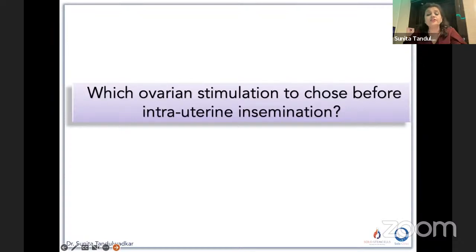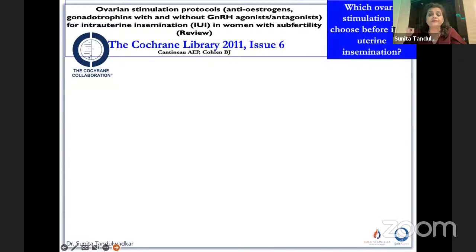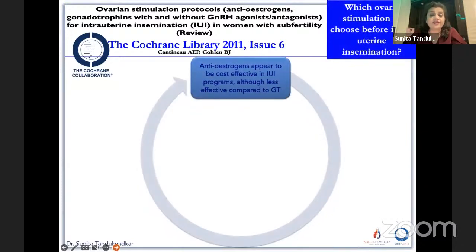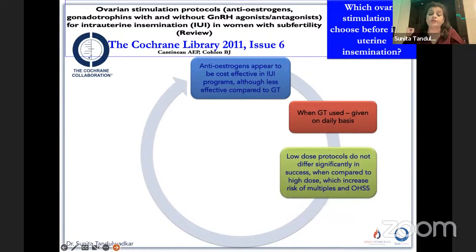Which ovarian stimulation to choose before IUI? Again, the Cochrane review says anti-estrogens appear to be cost-effective. Give oral ovulation agents first. When gonadotrophin is to be used, give it on a daily basis. Don't give it on day 5 and then just disappear. You cannot just rescue the follicle. You need to give maintenance.